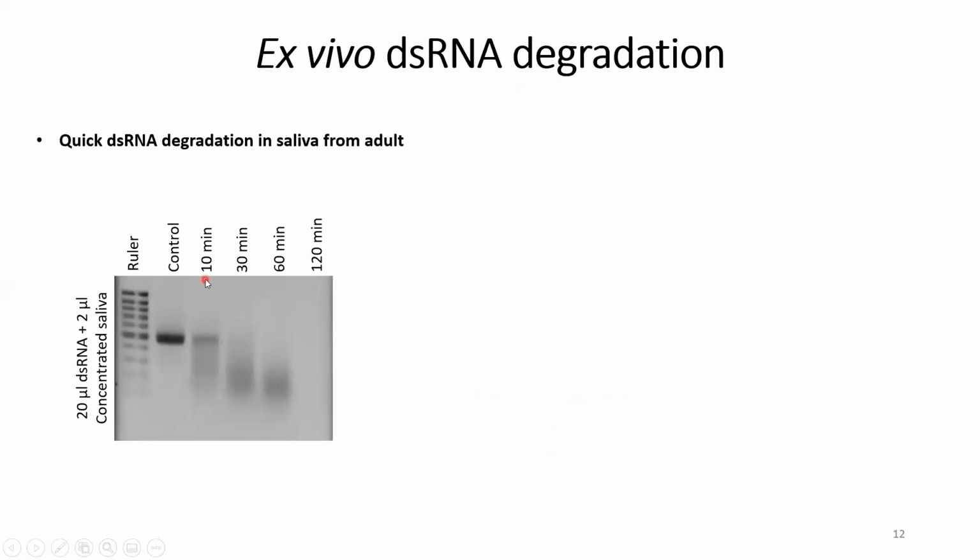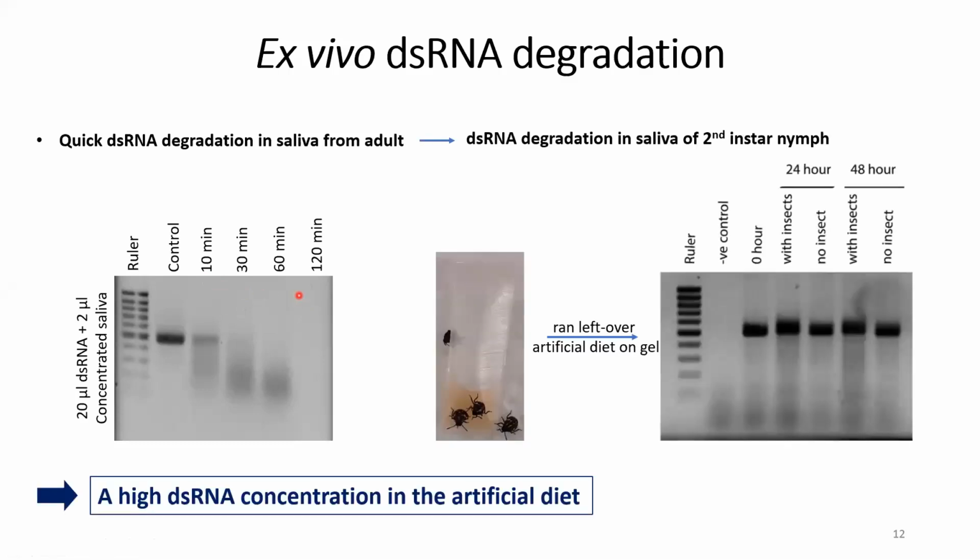So this is the same gel. It shows the RNase activity in saliva, and you can see that in the adult the saliva acts faster, but still we saw some intact dsRNA. So therefore, to confirm further, we were interested to know what is the fate of this RNA in the artificial diet. So to confirm this, we fed the insect on artificial diet mixed with this RNA, and then the leftover diet was run on the gel at 2 different time points, 24 hours and 48 hours post-feeding.